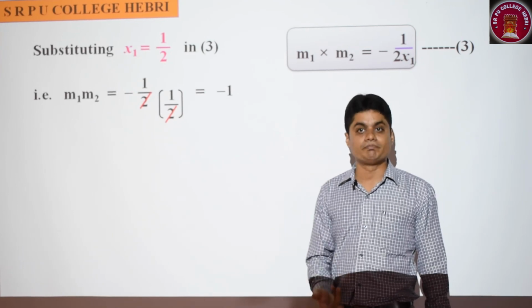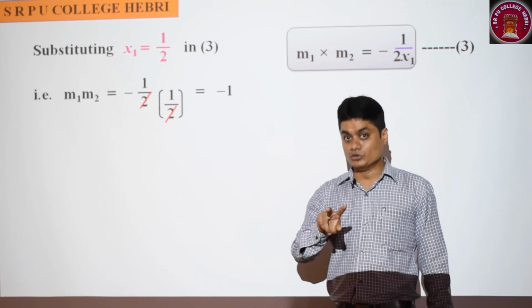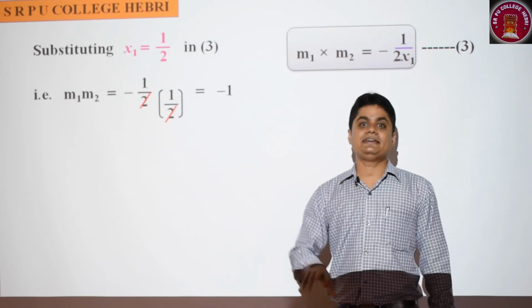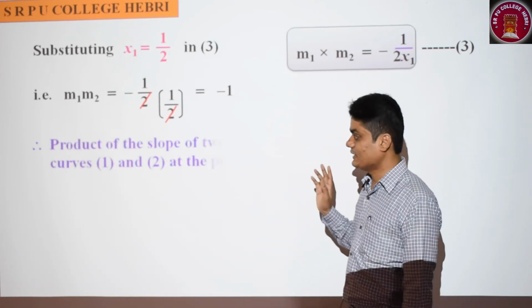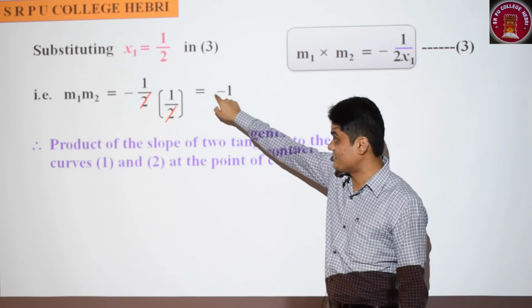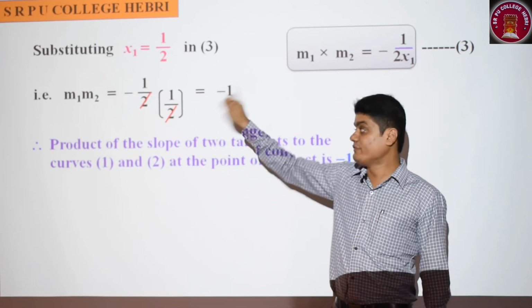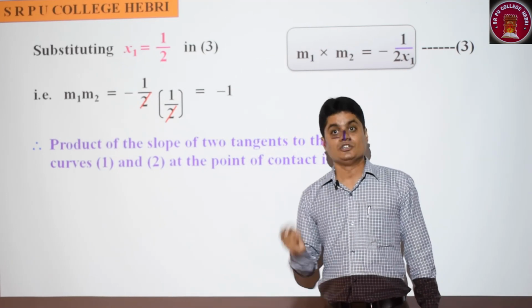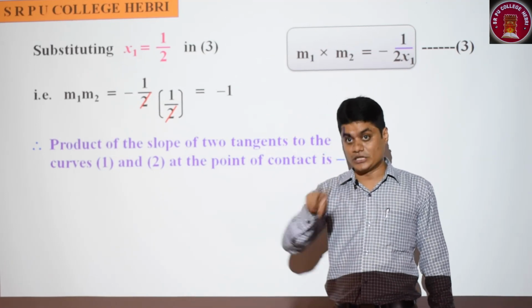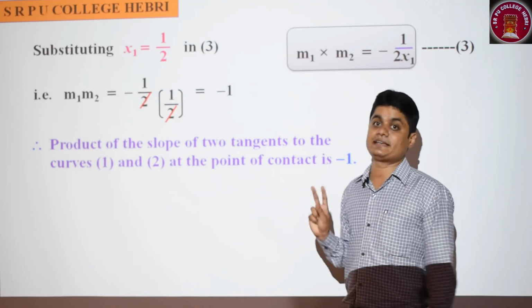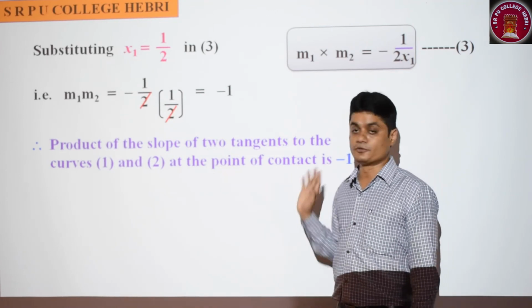So what did you prove now? You proved the two curves cut at right angle if 8k square is equal to 1. To get this minus 1, what we did in the previous slide was use 8k square is equal to 1, and we got the product of slopes equal to minus 1. So the proof is completed.